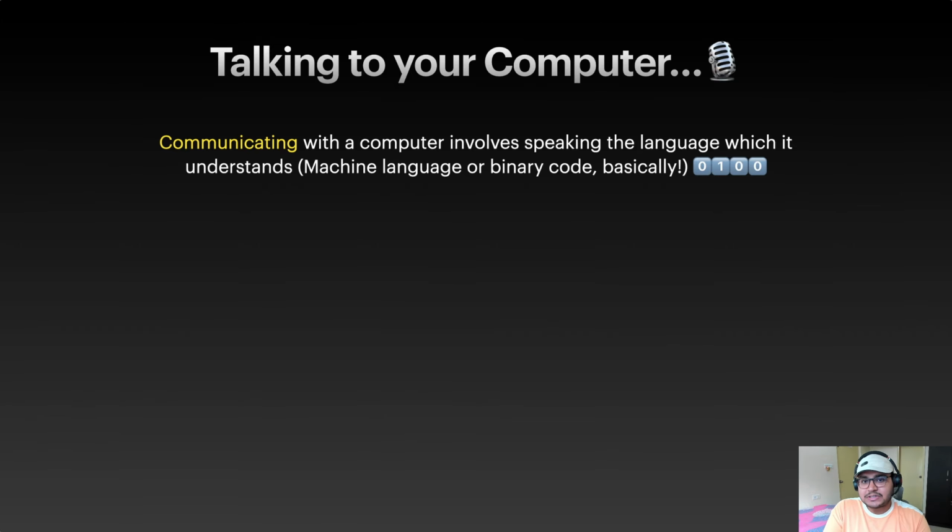Communicating with a computer involves speaking the language which the computer understands. In our last episode, we saw that the computer only understands instructions which are written in machine code or binary code, whose encoding or format should be in accordance with the instruction set architecture or ISA of the CPU or processor chip that you are using.